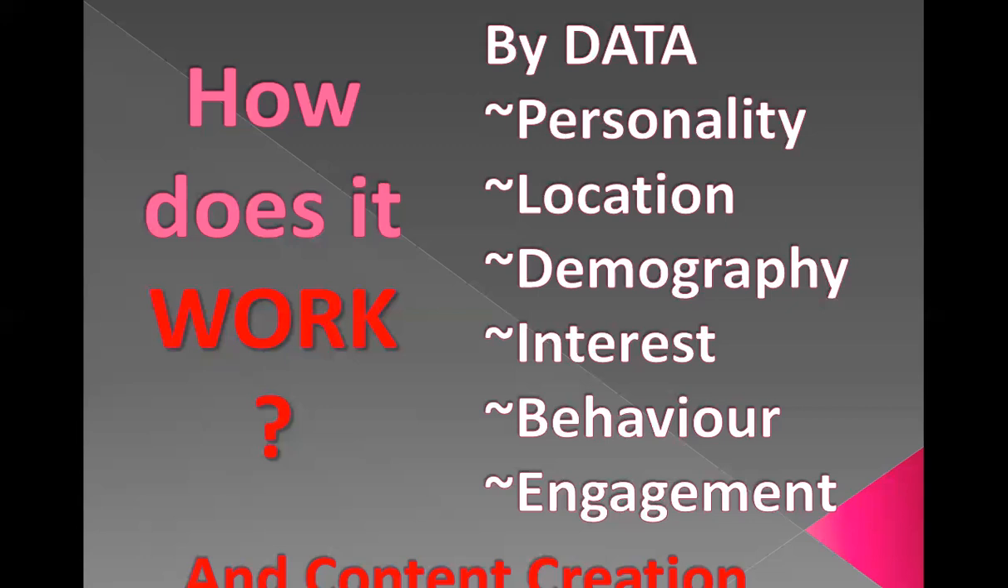Then location. Where are the people? Where are they coming from? Where are they buying from? By data, you get the data of personality, data of location. You have to get the data on demography. Demography talks about the statistics of people engaging in a particular stuff, comparing the statistics. So you'll have to know the demography.